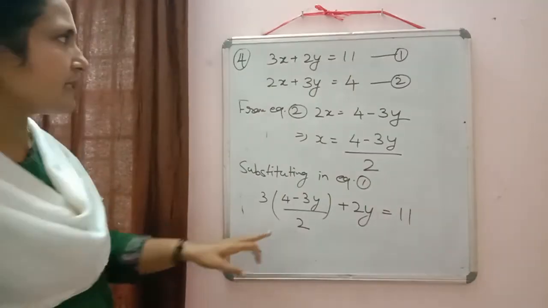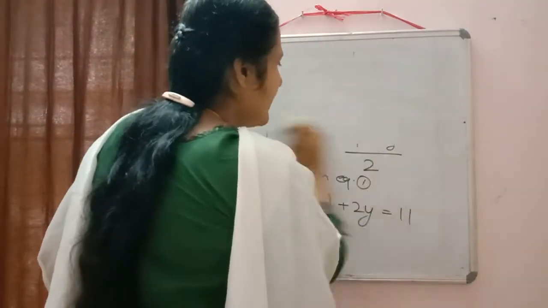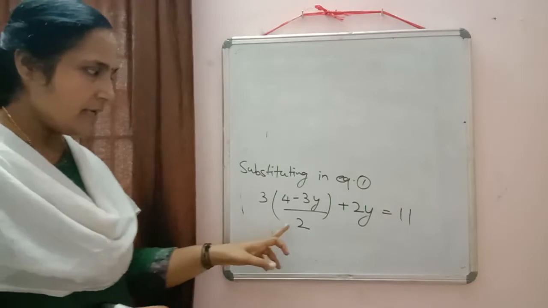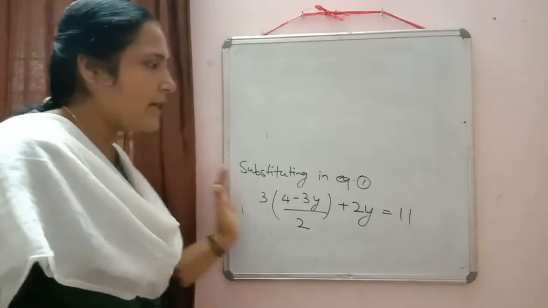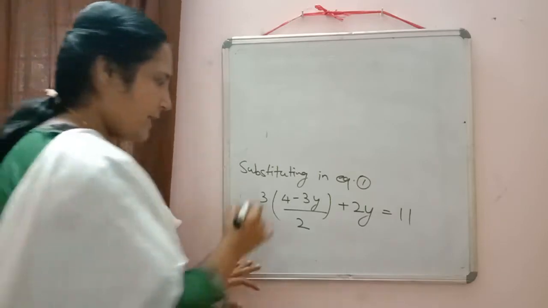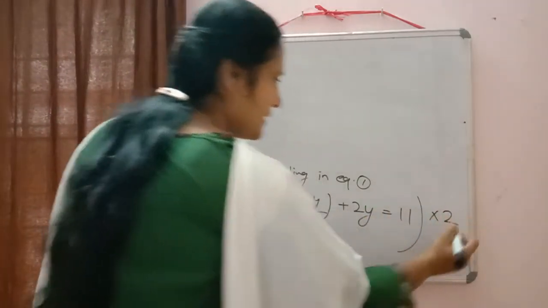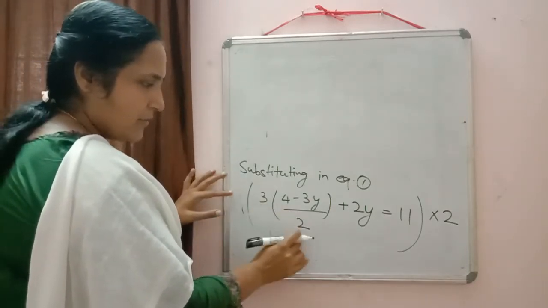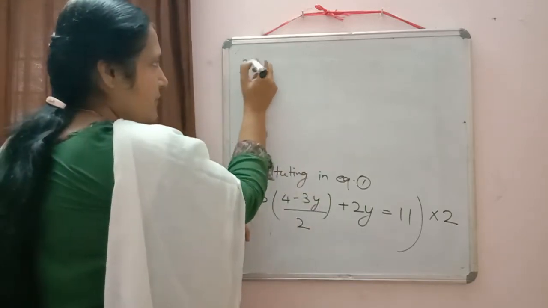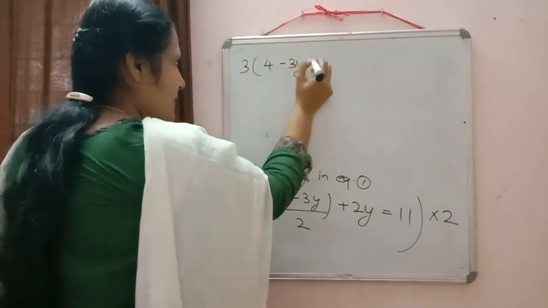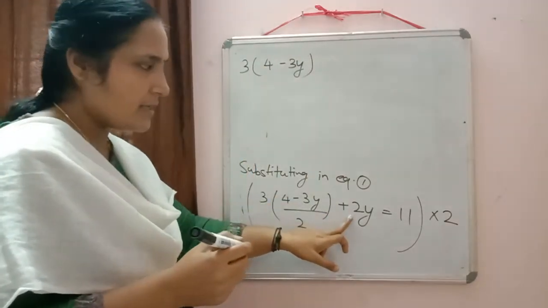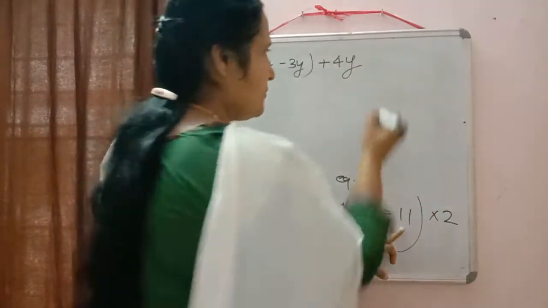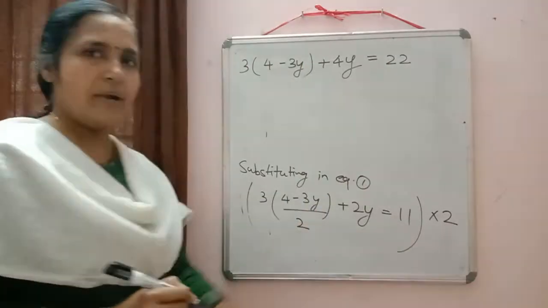Again we are getting a fraction there. So what will we do? We will avoid that fraction. To remove that fraction, the denominator is 2, so we will multiply the whole equation by 2. I am writing directly now. We are multiplying the whole equation by 2. So the first one, if we multiply it by 2, 2 and 2 will get cancelled. So remaining it will be equal to 3 into 4 minus 3y, plus this one term also will get multiplied by 2. So we will get plus 4y is equal to 11 into 2, which is 22.